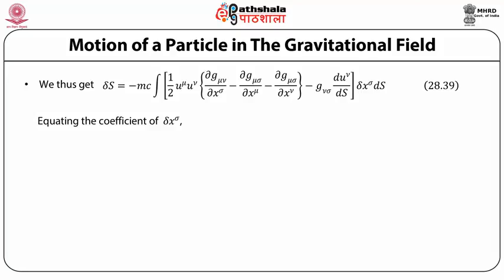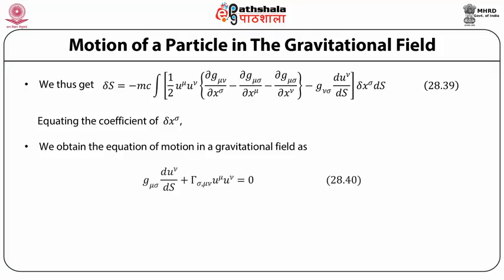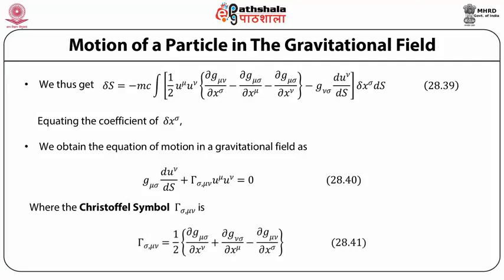Equating the coefficient of δx^σ on both sides, we obtain the equation of motion in a gravitational field as g_μσ du^μ/ds + Γ_σ,μν u^μ u^ν = 0, where the Christoffel symbol Γ_σ,μν is equal to 1/2 within the curly brackets (∂g_μσ/∂x^ν + ∂g_νσ/∂x^μ minus ∂g_μν/∂x^σ).